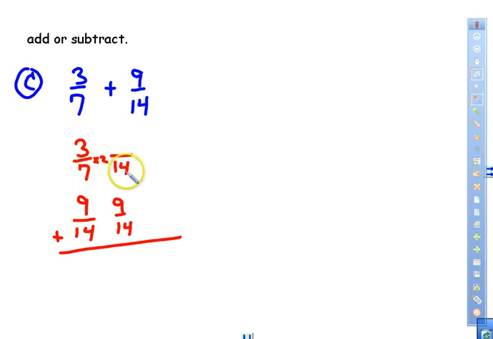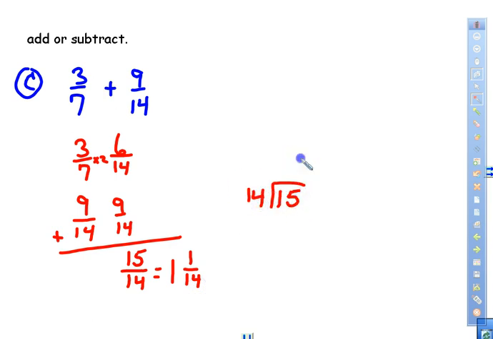7 times 2 is the 14. So 3 times 2 is 6. Now I can add. 6 plus 9 is 15 over 14. And I simplify by simply taking 14 into 15 one whole time. And what's remaining is 1 over my 14. Again, you can simply divide to get that same answer of 1 and 1/14.